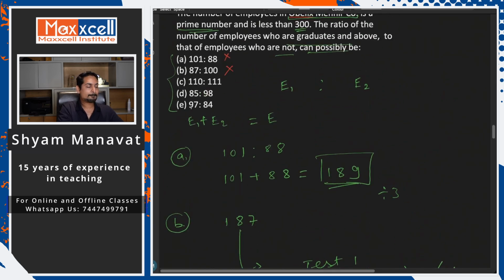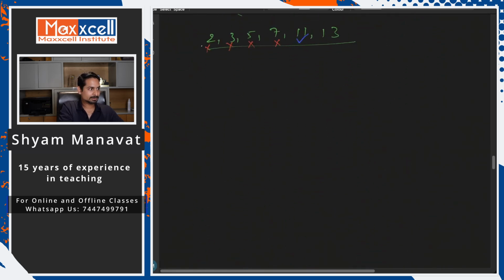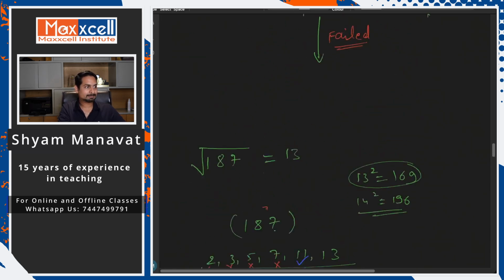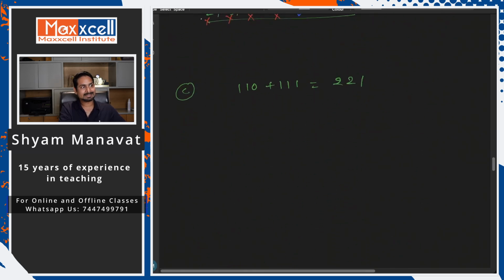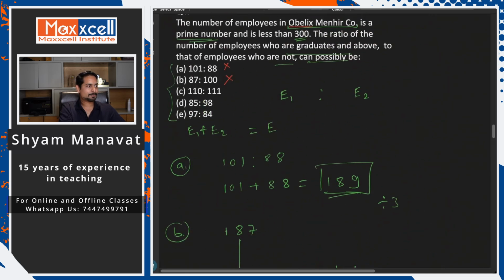Check the next one. Option number C, 110 plus 111. So 221. You need to try the same thing here. I have explained to you test 1 and test 2, how to apply. If you see this you will get divisible by 13. This number is divisible by 13. So again, it's not a prime number, not the answer.